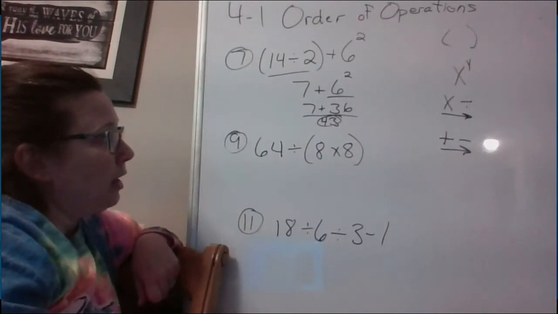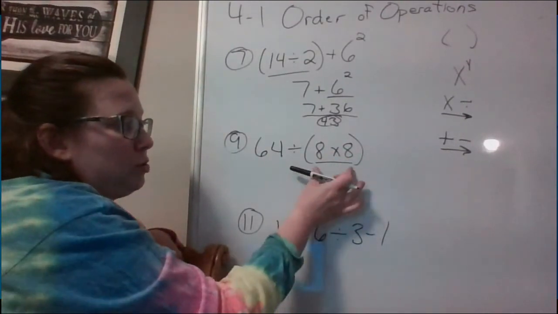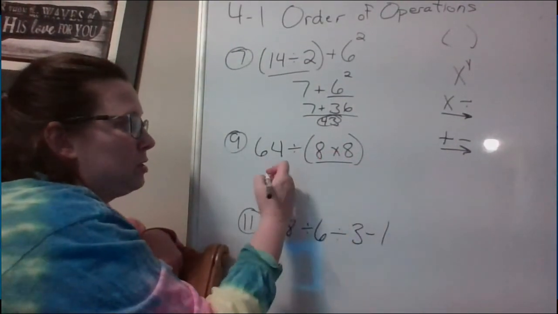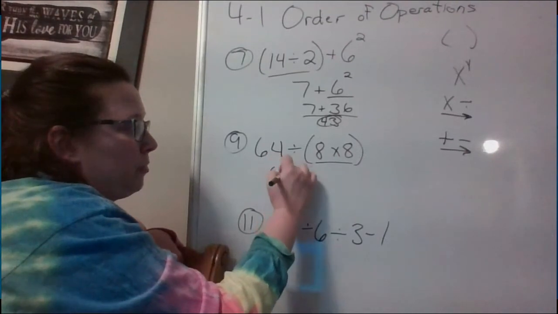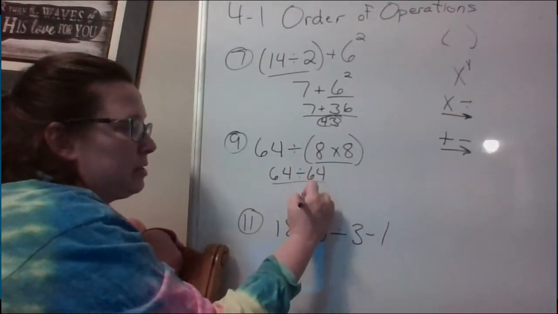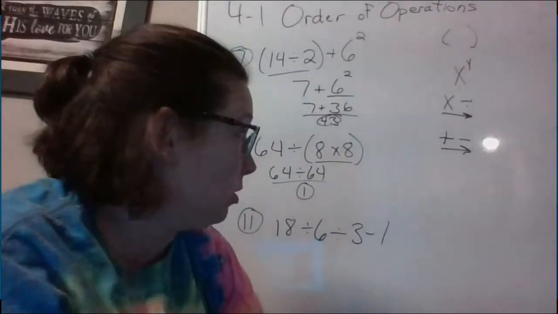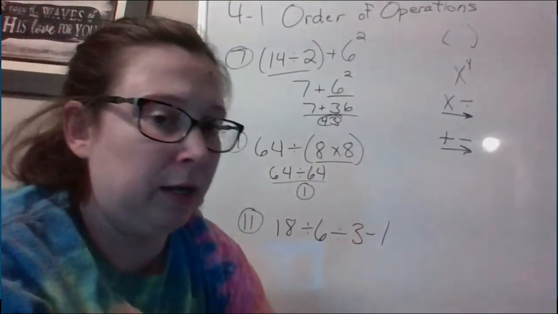Next up, we have number 9. Here we start out with our grouping symbols. We're going to do what's in there, which in this case is just 8 times 8. So we get 64 divided by 64, which would be 1. That would be our answer to number 9.